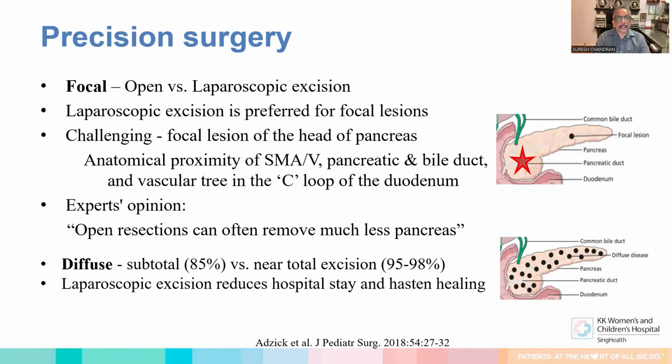Diffuse lesions, we usually went for subtotal in the past, but currently the trend is to go for 95 to 98% because of the recurrence and then going in for a second time. Even we have gone in, in the last 10 years, 2 times to repeat the surgery. Laparoscopic excision reduces the hospital stay and hastens the healing.